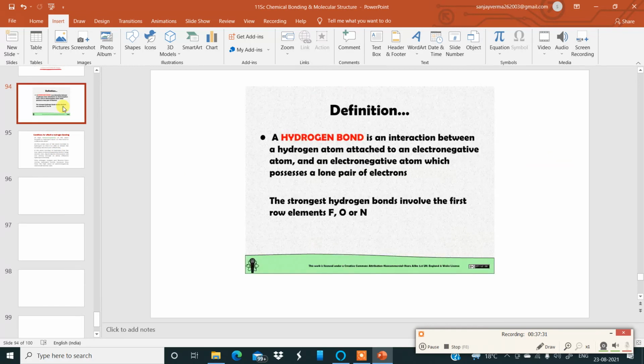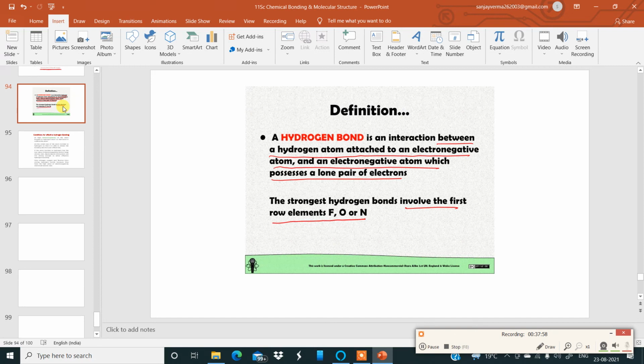Now if you look at the next screen, this is hydrogen bond. Hydrogen bond is an interaction between a hydrogen atom attached to an electronegative atom and an electronegative atom which possesses a lone pair of electrons. The strongest hydrogen bonds involve fluorine, oxygen, and nitrogen.